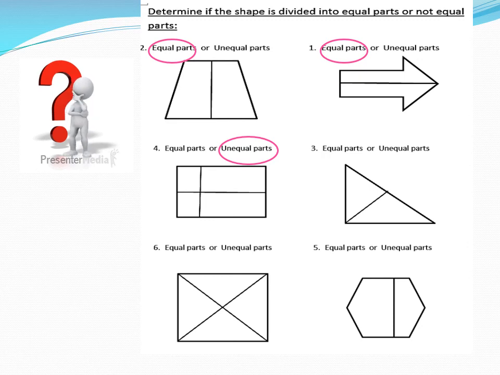The next one, I have a triangle and I divided it into 2 equal parts from the middle. If I fold it, it will give me equal parts. Excellent. The next one will be equal or not equal? Excellent. It will be equal parts. The last one, if I fold it, it didn't give me equal parts, so it will be unequal parts.